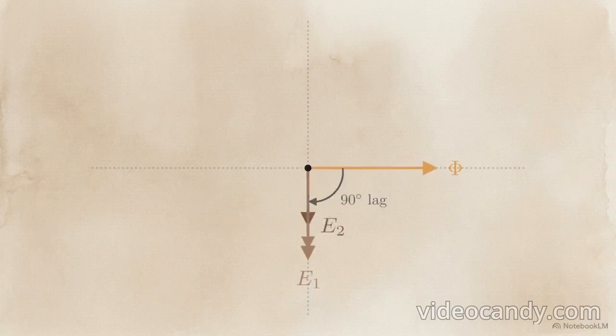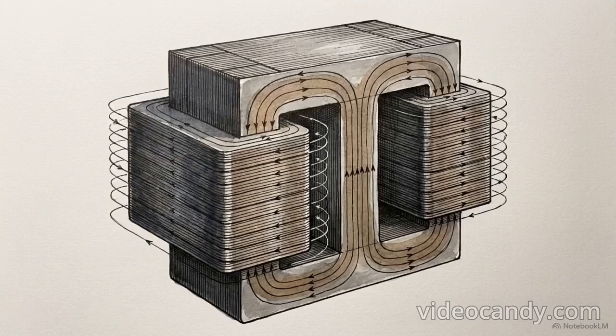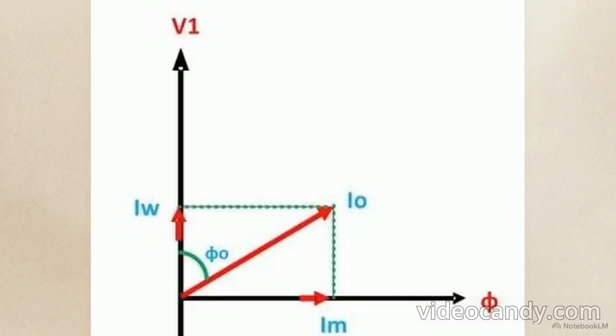Faraday's law dictates induced EMF lags flux by 90 degrees, so primary E1 and secondary E2 point straight down. To maintain equilibrium, primary voltage V1 counters E1, extending vertically upward. When the secondary is disconnected, the primary still draws a small current to sustain the magnetic field. This is the no-load current, or I0. In an ideal circuit, this current would be purely reactive, existing only to maintain the flux. We call this the magnetizing component, IM.